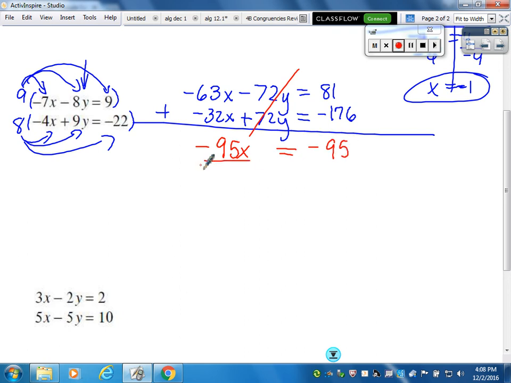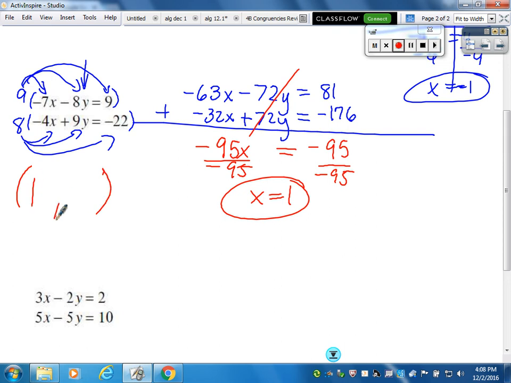This is an easy one. Divide by your 95. Make sure you get the negative in there. And x is equal to 1. So half of our answer is done. X is 1. We still got to find the y. So go back to your original. Figure out which one you want to do.